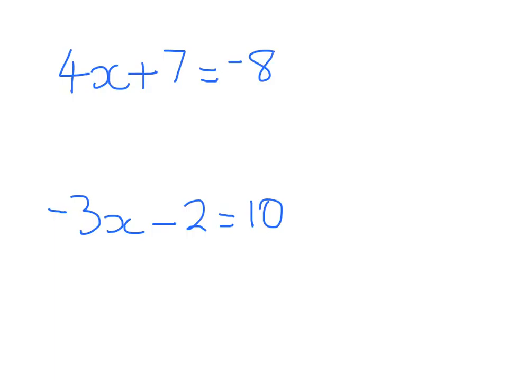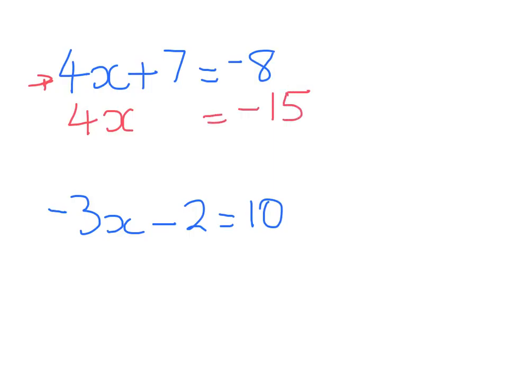Okay, so the first step on this one is to subtract, oh, there's my lightsaber, look at that, to subtract 7 from both sides. And we get 4x is equal to negative 15.